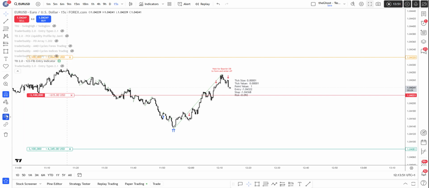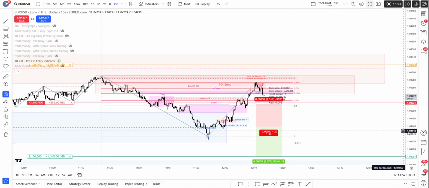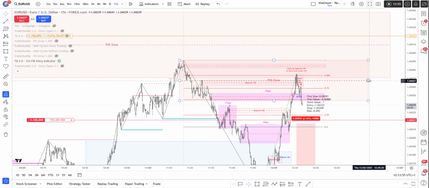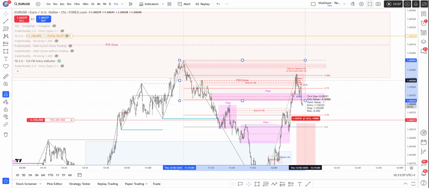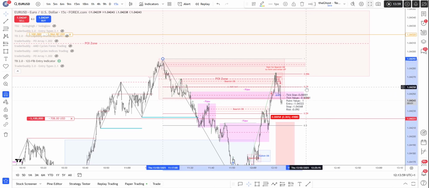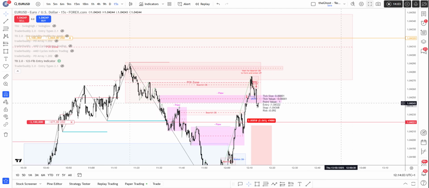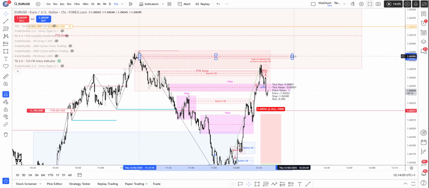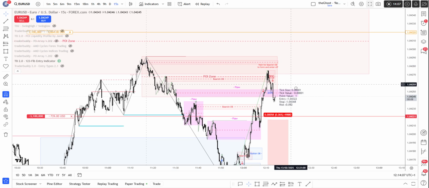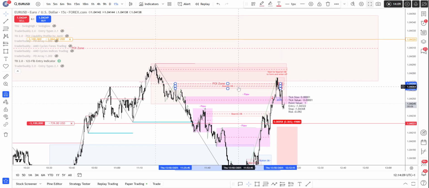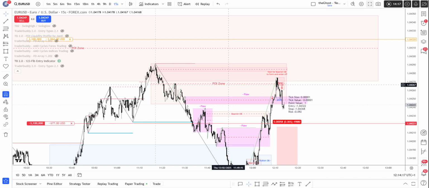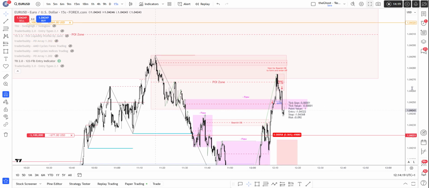So where are our drawings? Here they are. This was a higher time frame PD zone, which we marked off. This was the ultimate, the extreme. And this was a bearish OB from our order flow that was still open. And this was traded. Yes, okay. So this can go away because otherwise it gets way too crowded.